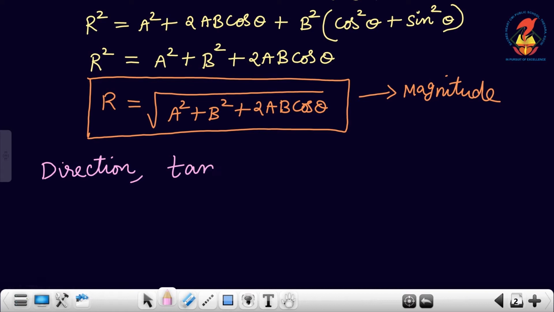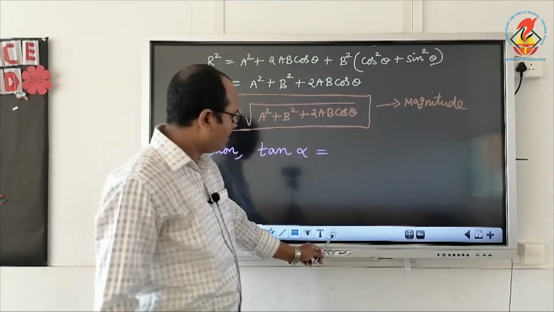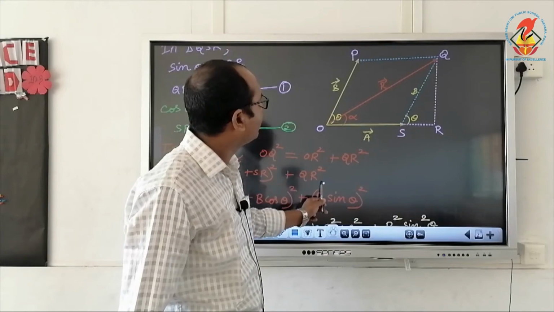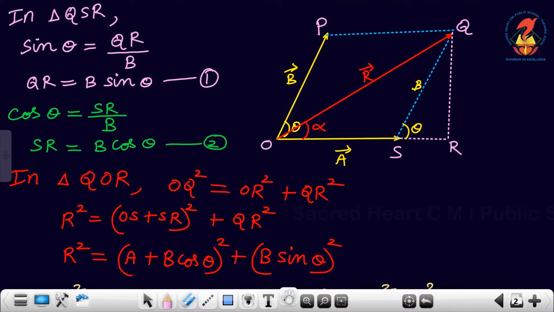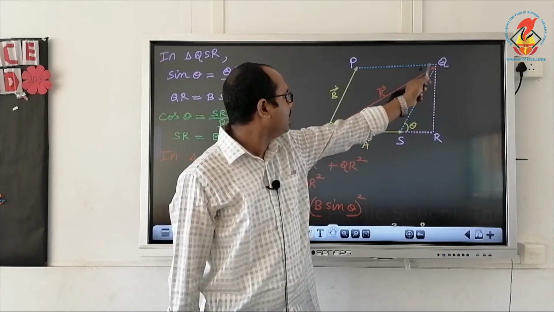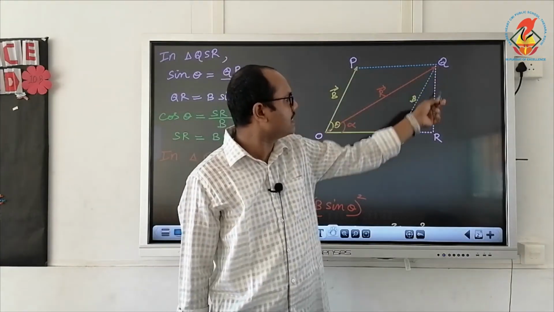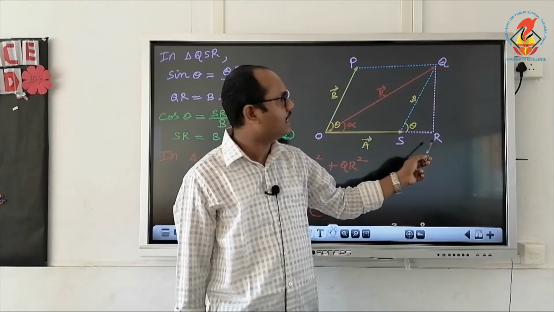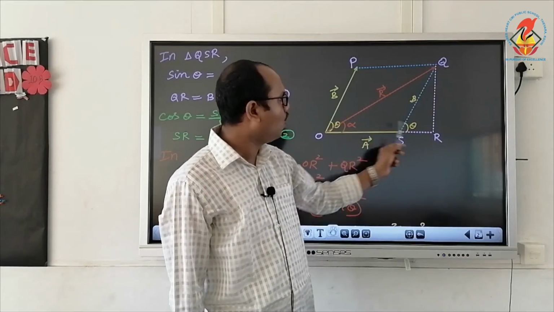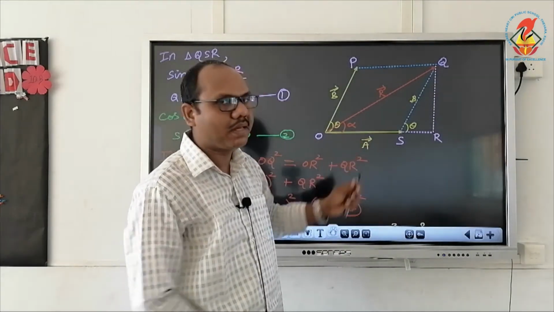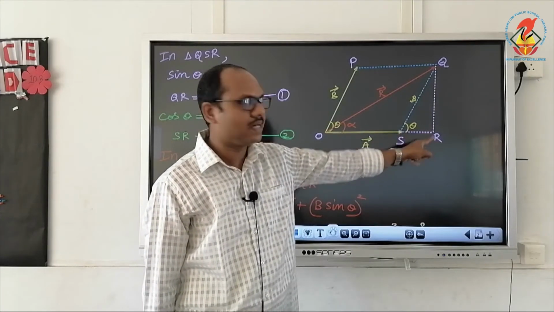Direction is given by tan alpha. Let us go to the previous figure. In this figure, you take the same triangle QOR. In triangle QOR, what is tan alpha? Opposite side by adjacent side. That means QR by OR. So tan alpha is QR by OR, and OR can be written as OS plus SR.